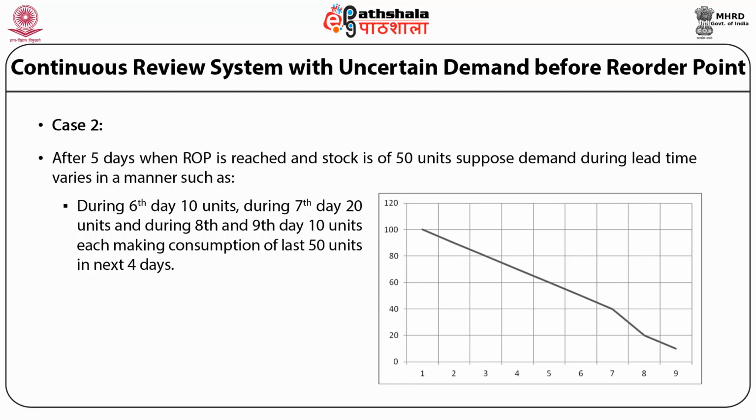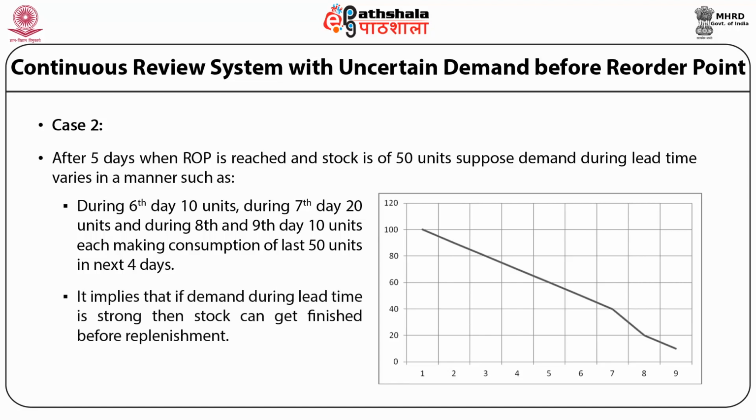Thus, in the first 5 days, 10 units daily have been consumed at a constant rate, and the rest, all 50 units, are consumed in the next 4 days as shown in the figure. It implies that if demand during lead time is strong, then stock can get finished before replenishment. This situation is termed as out of stock.